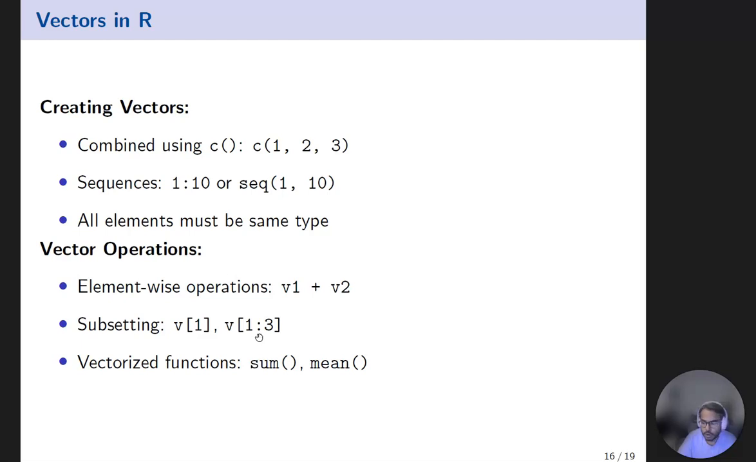And you can also run functions through vectors like sum and mean. If you type sum(v), then it will add up all the elements of that vector and give you the total. If you want to calculate the average of all the entries in the vector, you use the mean function.